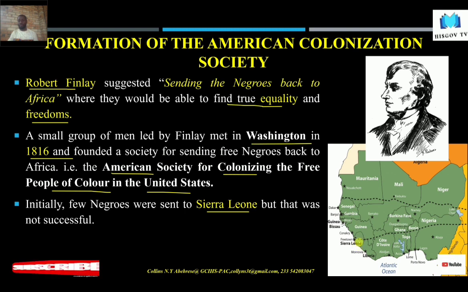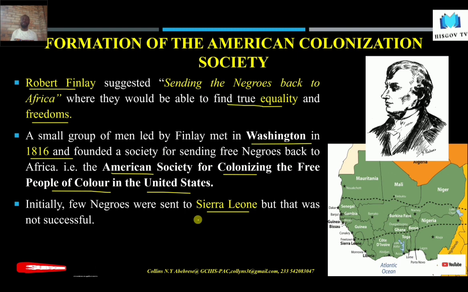So Liberia and Sierra Leone, see, they are very small, tiny states here, and they share a border with each other. Initially, Robert and the men who championed this idea of sending Negroes back to Africa sent these Negroes to Sierra Leone. So the question is, why did they send these Negroes to Sierra Leone?